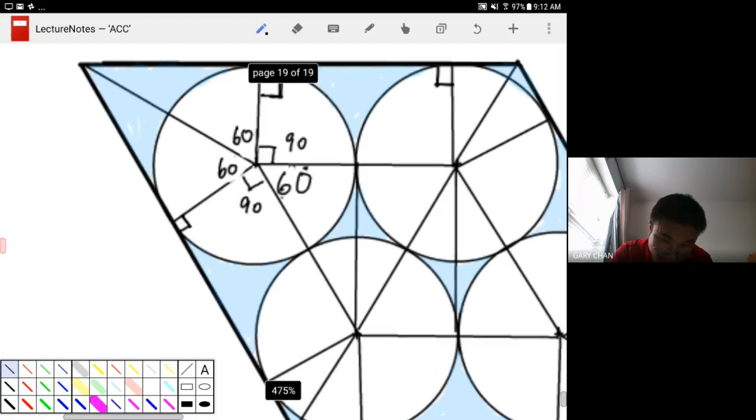I have 60. So all those angles are the same, and I want to try to color code this. Okay, so I have this angle over here is the same, this angle over here is the same, and this angle over here is the same. Okay, and I want to color code this right here. That what I just highlighted in green there.